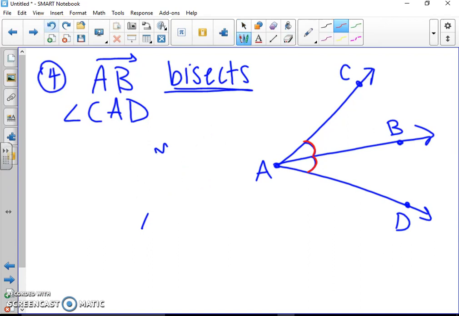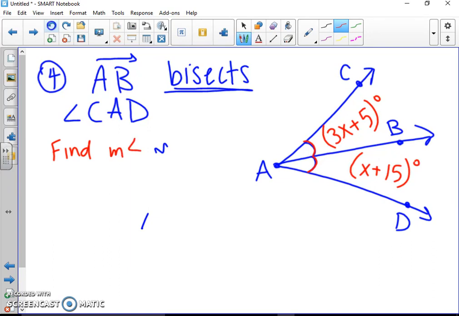And I'm also going to tell you that this is 3x plus 5, and this is x plus 15 degrees. Now, they want us to find the measure of angle CAD and the measure of angle CAB. So CAD is this entire angle, CAD. Now, we don't know what that is. Normally, we would take these smaller pieces right here, add them together, and set them equal to the total, but we don't know that. So there must be some information that's going to help us with this.